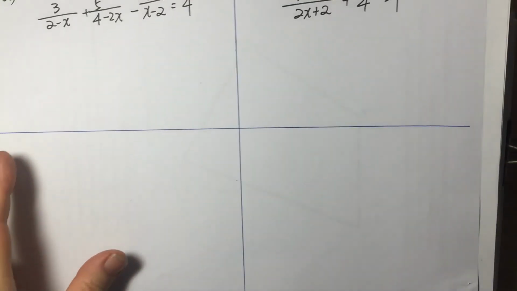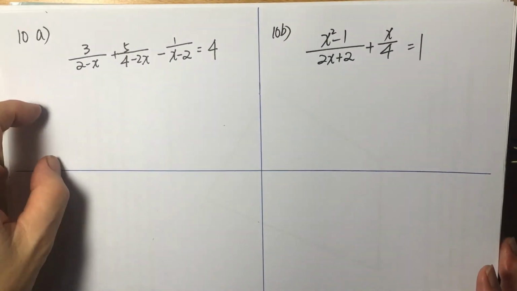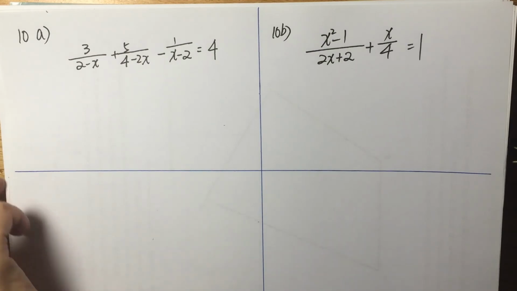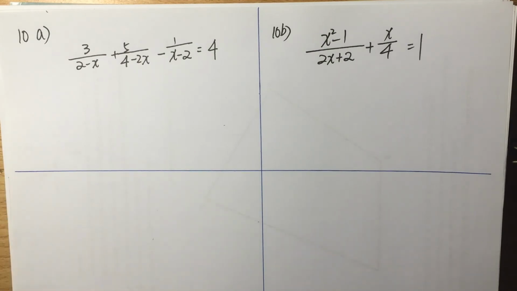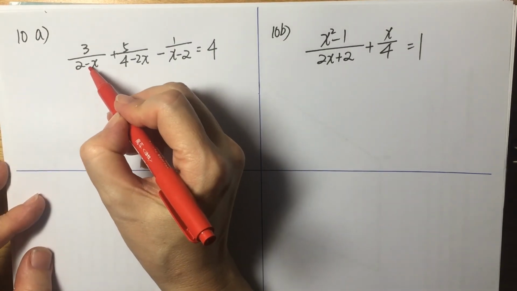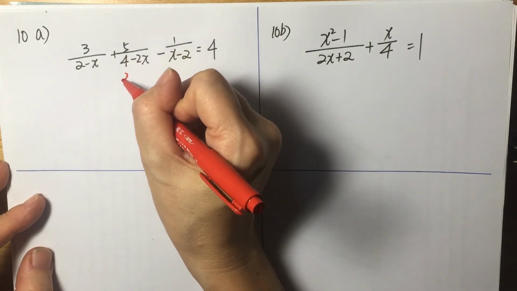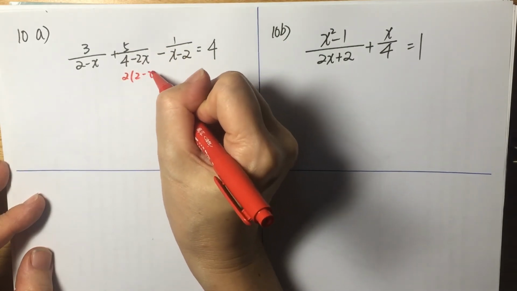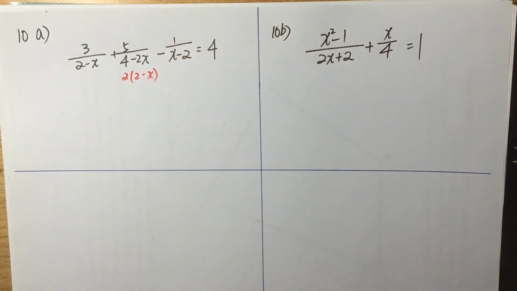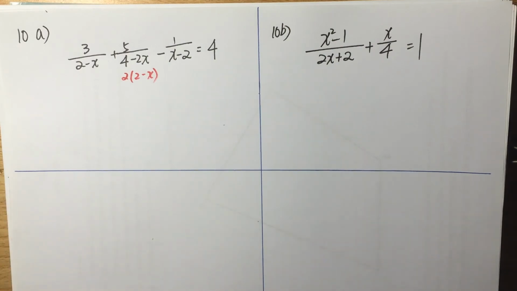Okay, question 10, last question. When you solve this kind of question, always remember to find the common denominator. Don't just dump everything. Okay, so you see 2 minus x. This 4 minus 2x, can I put it to be 2 times 2 minus x? So this one I can also change to 2 minus x. So can you see that all of them can be changed to 2 minus x?